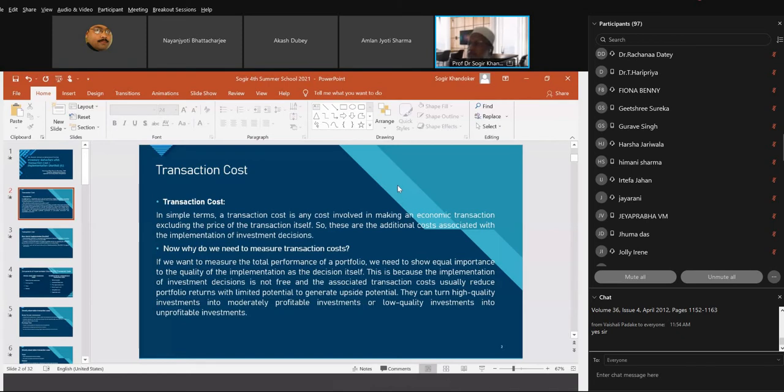Now, why do we need to measure transaction cost? If we want to measure the total performance of a portfolio, we need to show equal importance to the quality of the implementation as the decision itself. This is because the implementation of an investment decision is not free, and the associated transaction costs usually reduce portfolio return with limited potential to generate upside. They can turn a high quality investment into a moderately profitable investment, or a low quality investment into an unprofitable investment.